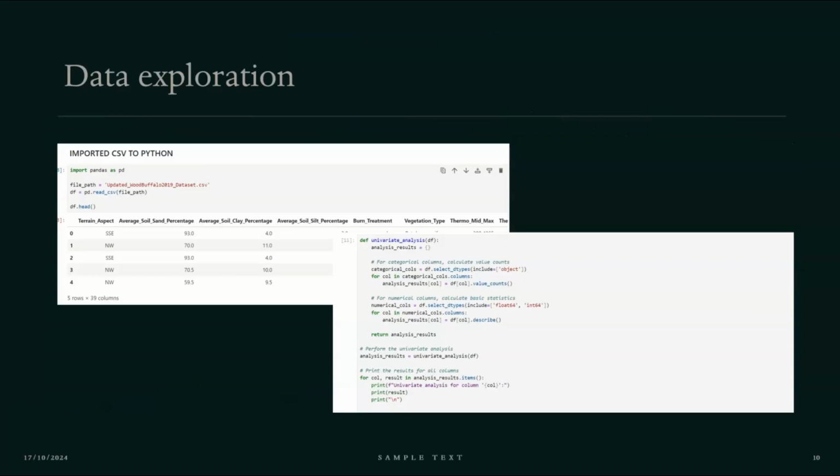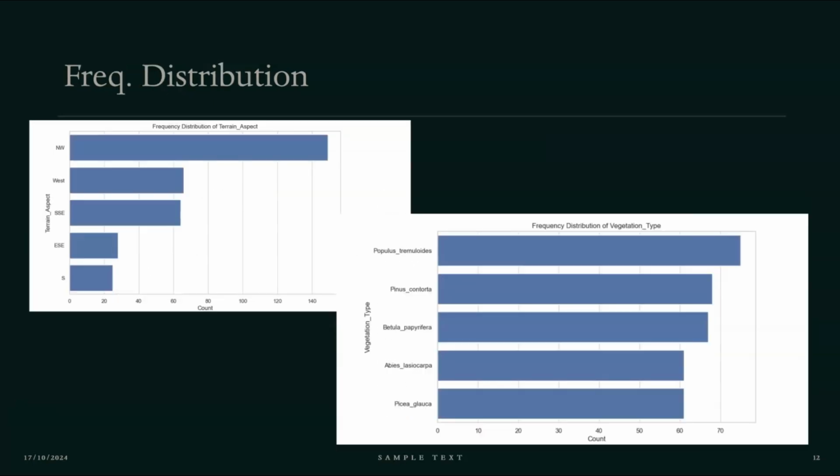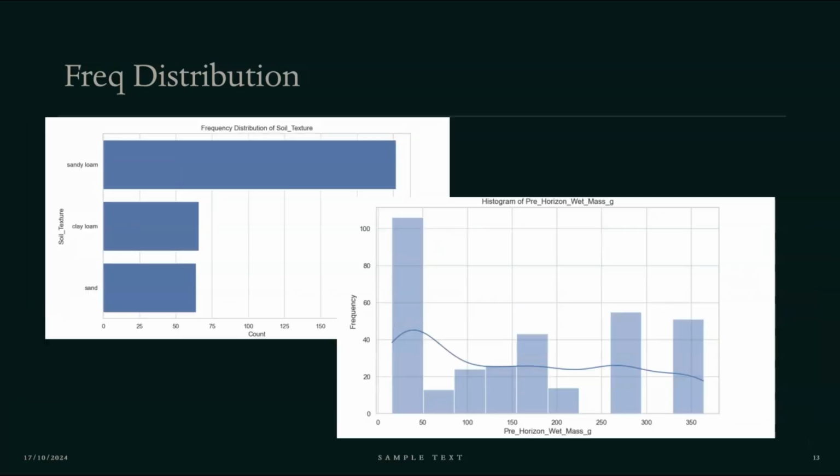Next slide, please. So this is our data exploration part where we see the inside of the data. Next slide, please. These are the univariate and frequency distributions of different vegetation types and the different regions, like the northwest region, west region, southeast region, and so on. Next slide, please. This is the distribution for the soil texture, showing how many data points of each soil texture we have, as well as the weight mass. Next slide, please.